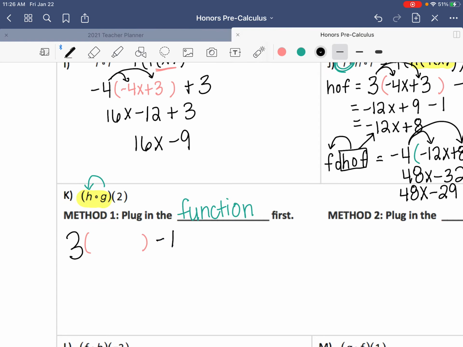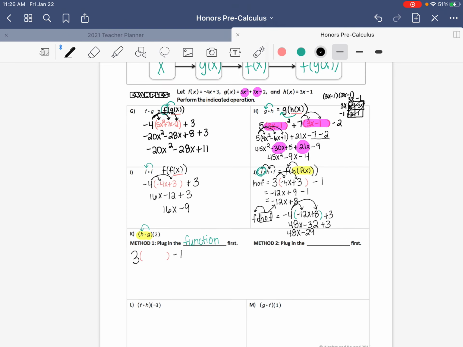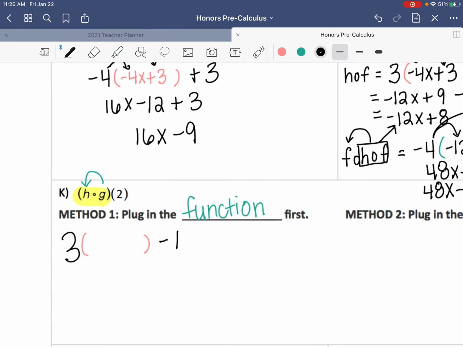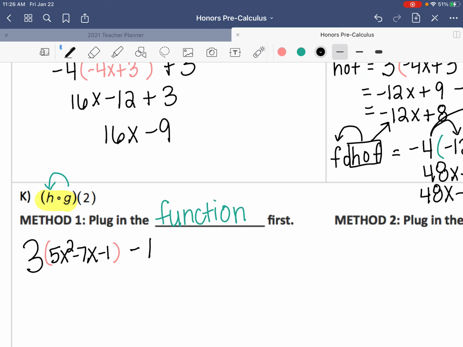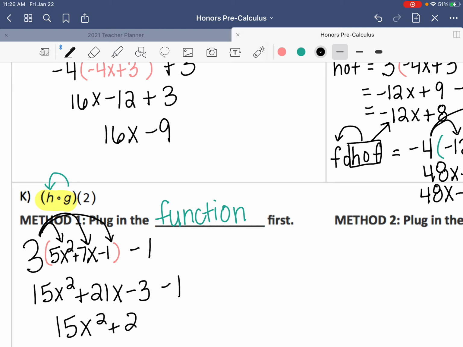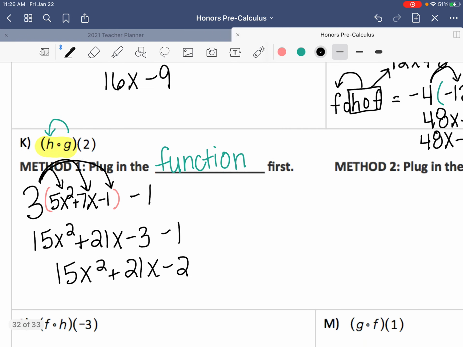So 3x, put the parentheses, minus 1. And we're going to plug in the g function. So remember, the g function was 5x squared plus 7x minus 1. And at that point, we would distribute. And I have 15x squared plus 21x minus 3. And then bring down my minus 1. So that's going to give me 15x squared plus 21x minus 2.